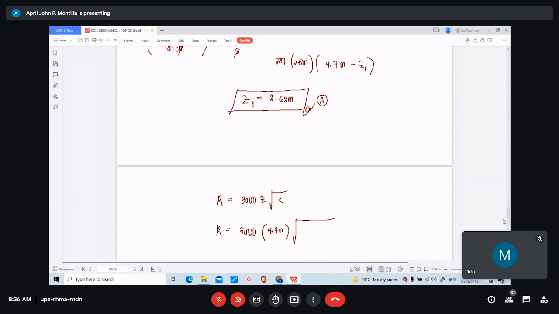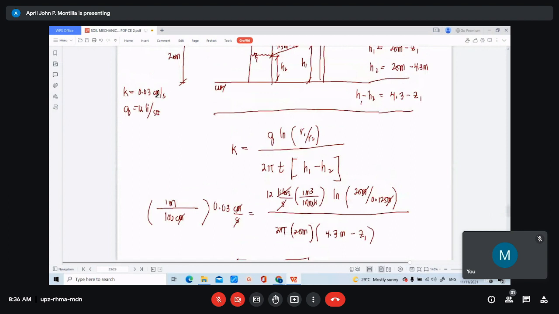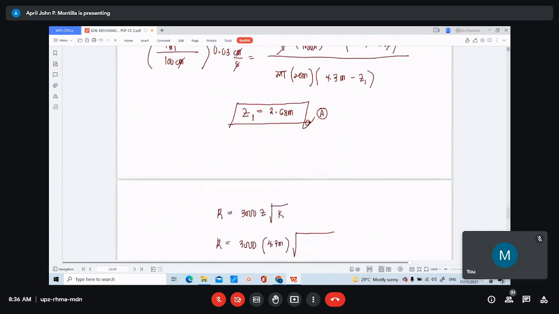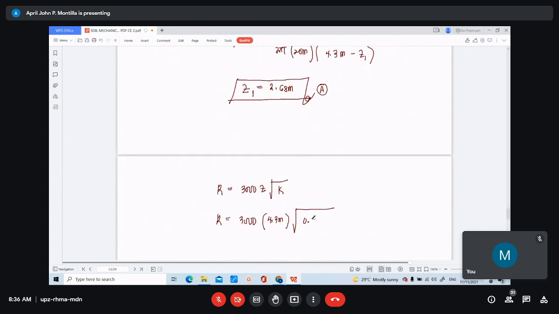Bago natin i-substitute. Ang hydraulic conductivity, naka-centimeter per seconds. Convert lang natin into meter per seconds. So this is 0.03 centimeter per seconds. Kailangan doon naka-meter per seconds. So that is 100 cm is to 1 meter. Cancelled, cancelled. What is radius of influence? Kindly compute.